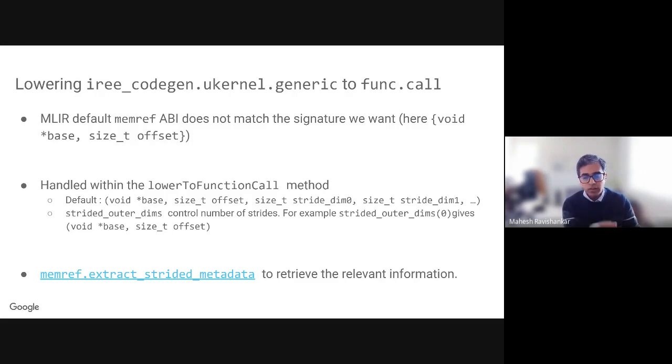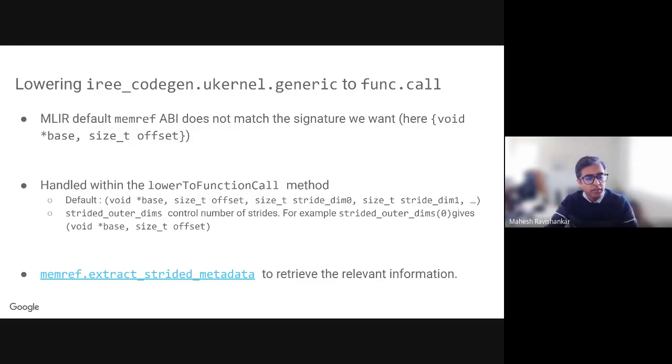The advantage of going through the microkernel op and microkernel interface is that it allows us explicit control on the specific ABI that we want to target. So here we want to target pointer and offset. That's what the microkernel expects. The microkernel generic op that we have in IREE today, by default, uses a pointer, offset, and a list of strides, the strides representing the stride in each dimension. But the number of stride values that you get during the lowering to function call can be controlled by the attribute, which is the stride outer dims. So in this case, the microkernel doesn't expect any stride inputs. So you can just set the stride outer dims to 0, and then that boils down to you just getting the pointer and the offset. So in your microkernel function, everywhere you see a memref, it gets lowered to a pointer and offset.